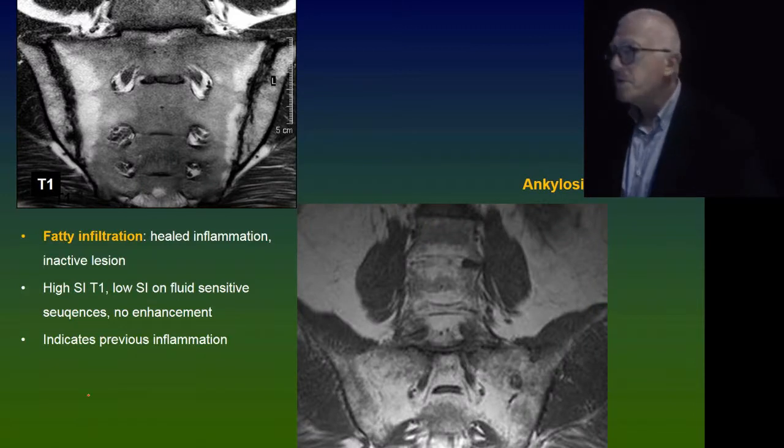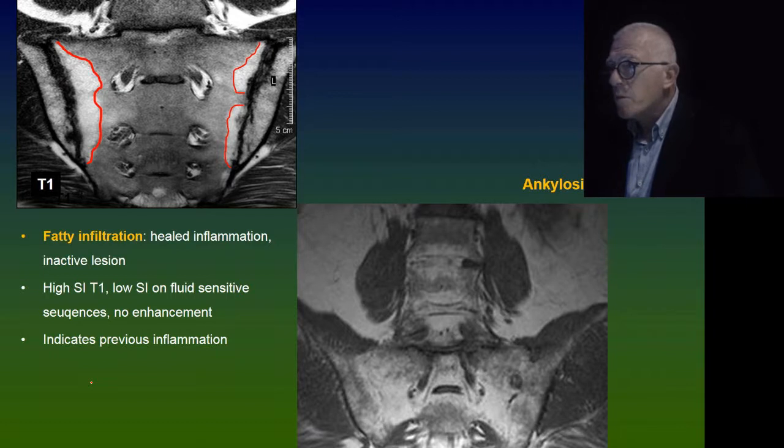This is the fatty infiltration or fatty replacement. This occurs following a previous inflammation. As you see here, there is high signal intensity on T1 in the immediate subchondral area because of previous inflammation. Ankylosis also reflects a long-lasting disease.